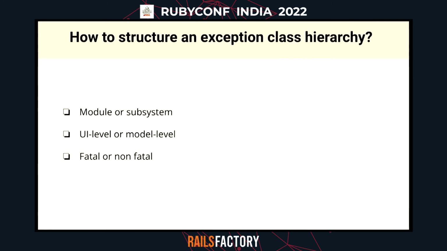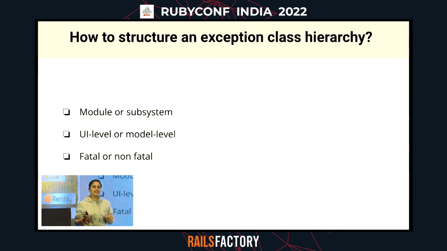How to structure an exception class hierarchy? This question comes to every developer's mind at some point of time. There are a few possibilities which can come to our mind, depending on which we can divide the exception classes. First, depending on the module or the subsystem from which they are coming. Then, depending on the software layer, that is UI level failures or model level failures. Then, depending on the severity levels, that is fatal errors or non-fatal errors.